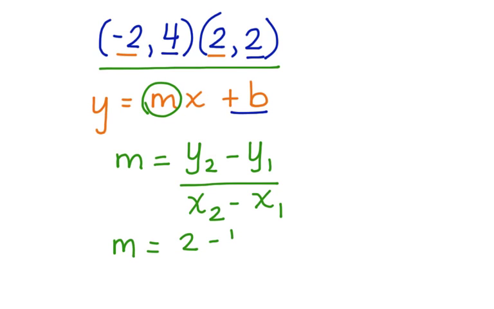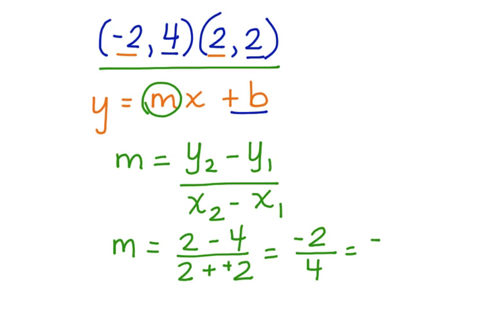So we have 2 minus 4 in our numerator, and 2 minus -2 in our denominator. 2 minus 4 is -2. 2 minus a -2, these both become pluses, is 4. So the slope of this line is -1/2. Now let's move that over here. So y equals -1/2 x plus b. Well, we're getting closer.